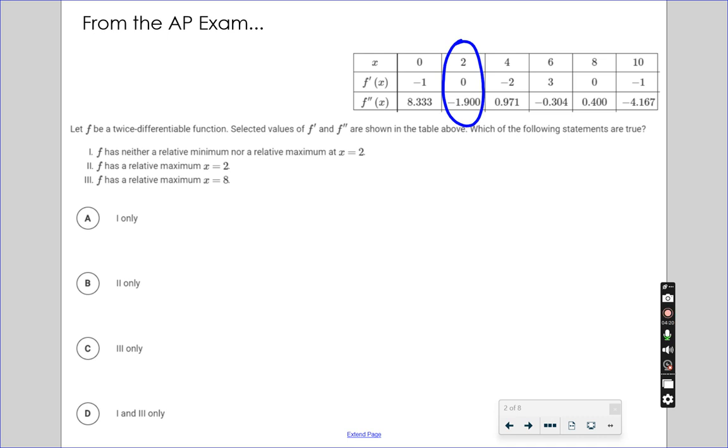All right, what about the second derivative being negative? What does that mean? Concave down, so we have a relative max. So it is not true. Oh, but that second one is true. Is there a relative max at x equals 8? No. The first derivative is 0, but the second derivative is positive, so it's a relative min. So it is B. And that is definitely how you'll see the second derivative test come up on the AP exam.